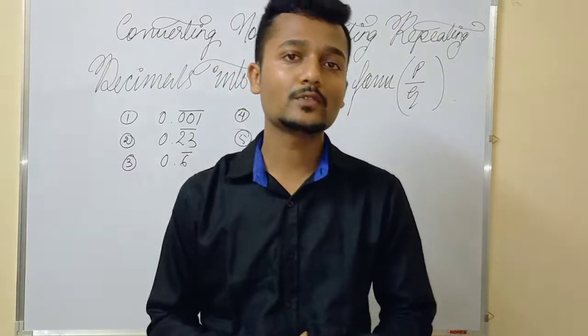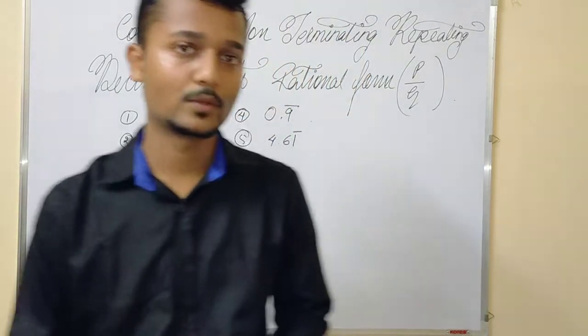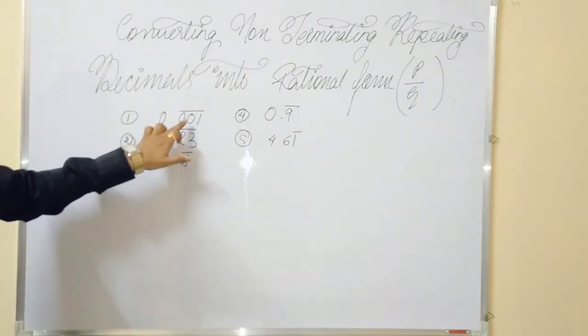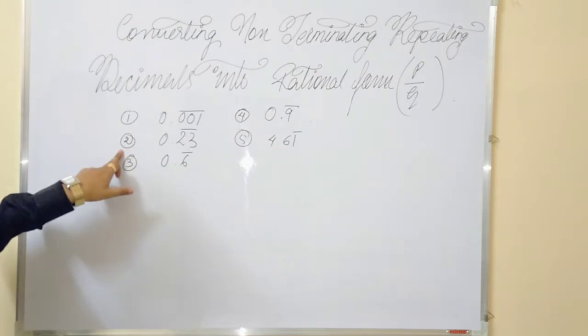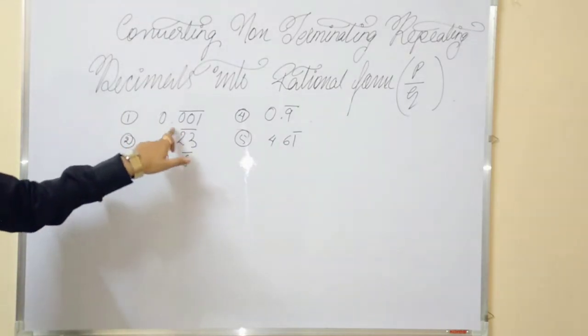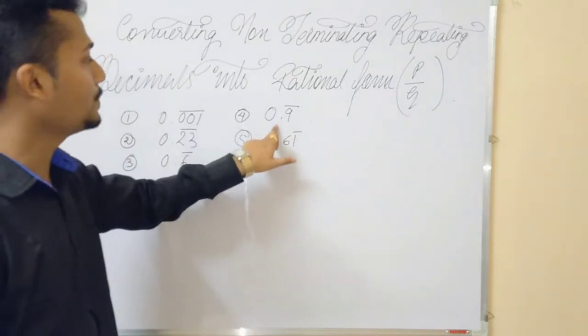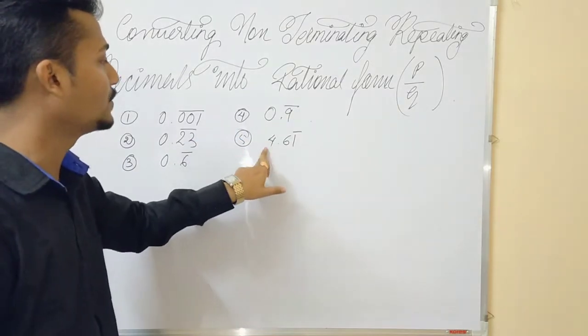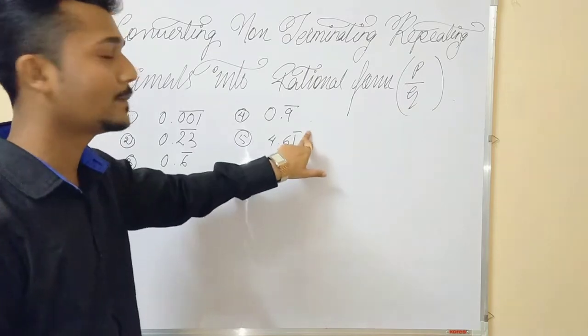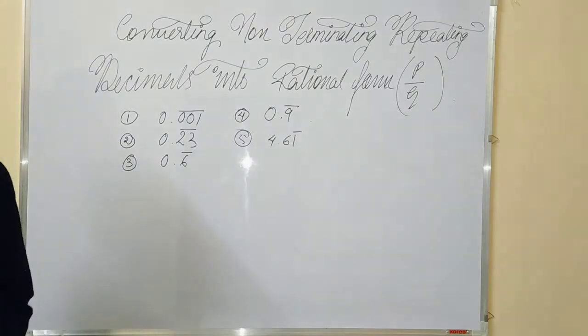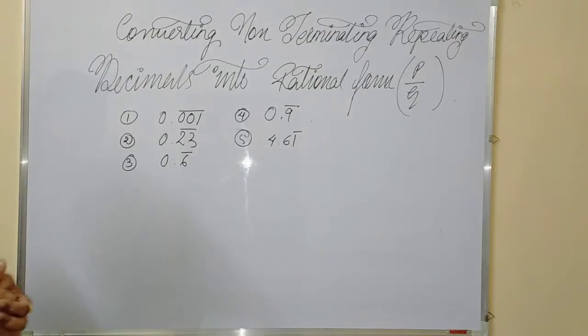Now you will try to solve certain questions that I have given on the board. Please note down these questions. First question is 0.001 bar. Number 2, 0.23 bar. Number 3, 0.6 bar. Number 4, 0.9 bar. Number 5 is 4.61 with the bar over 61. You have to try to solve these questions in your notebook. Note it down.